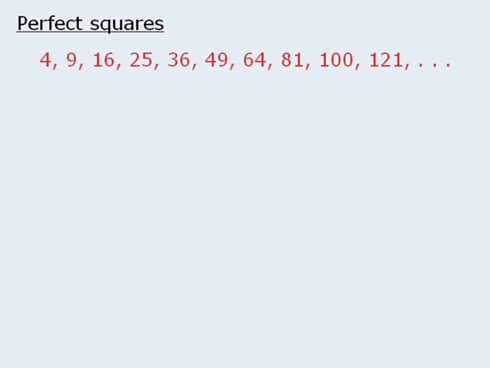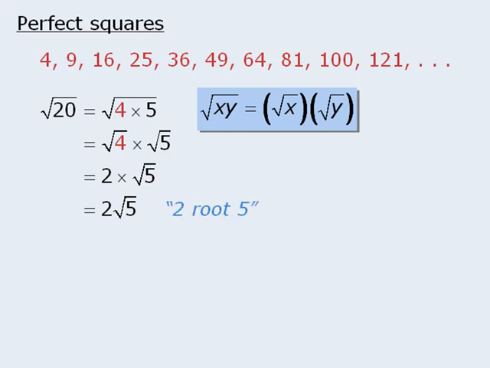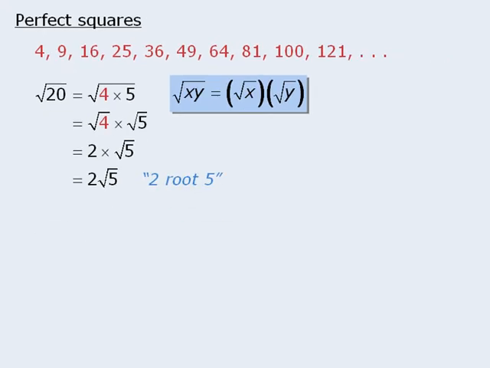Now, here's how we can use perfect squares to simplify square roots such as this one. Notice that we can take 20 here and rewrite it as 4 times 5. Now, the important point here is that we have rewritten 20 as the product of 4, a perfect square, and 5. At this point, we can apply the following property to rewrite this root as the product of 2 roots. Now, the square root of 4 is equal to 2, and the square root of 5 has no integer value, so we will leave this as it is. So the square root of 20 is equal to 2 times the square root of 5, which we can rewrite as 2 root 5.